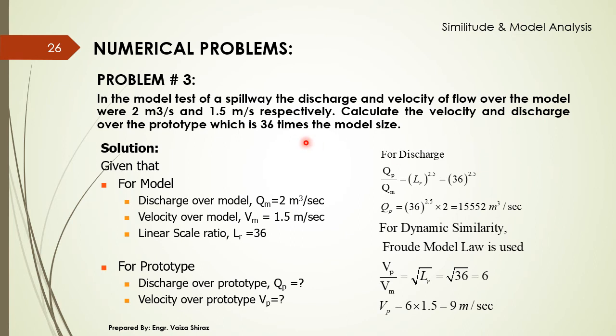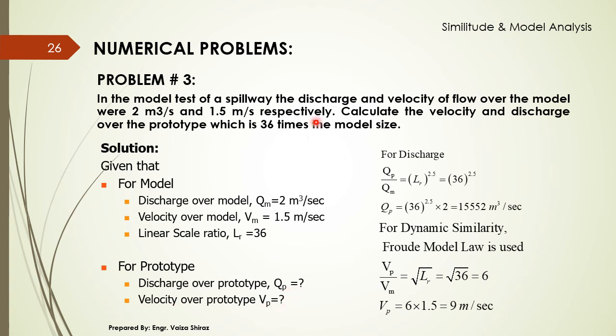The next problem is regarding the spillway. In the model test of a spillway, the discharge and the velocity of the flows over the model were 2 cubic meters per second and 1.5 meter per second respectively. You have to calculate the velocity and discharge over the prototype, which is 36 times the model size. So this is the data for the model, and this is the data for the prototype. You have to calculate QP and VP.